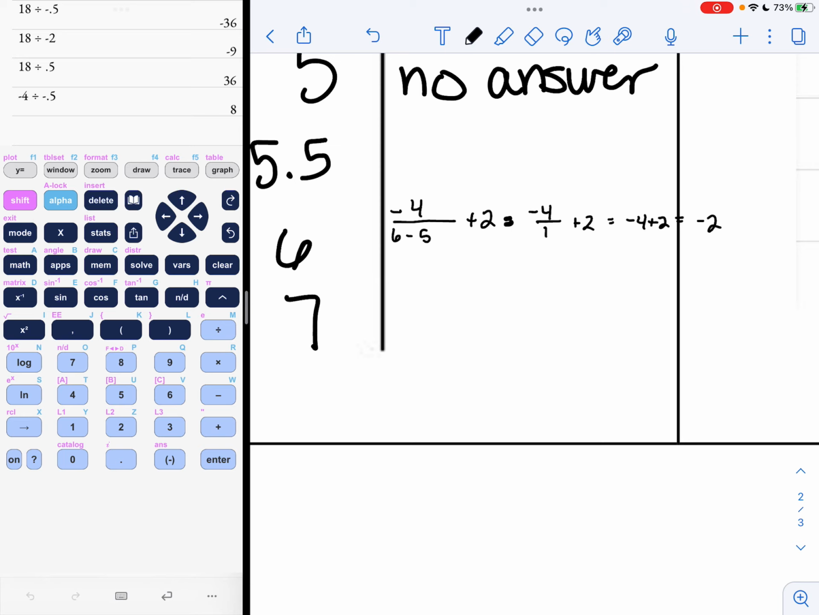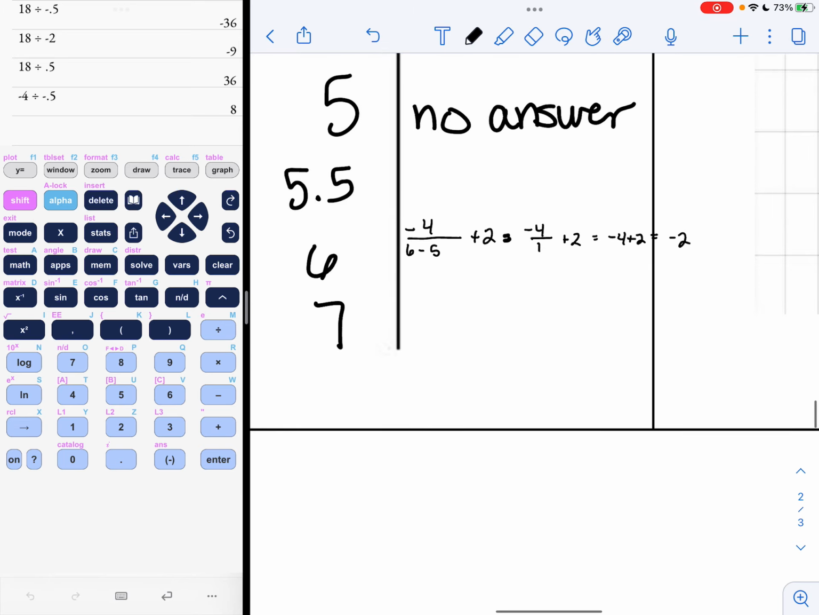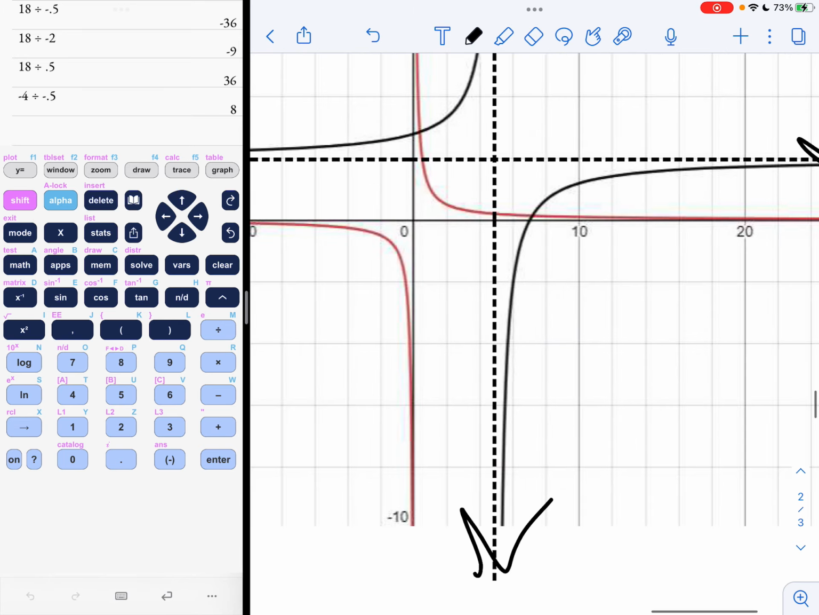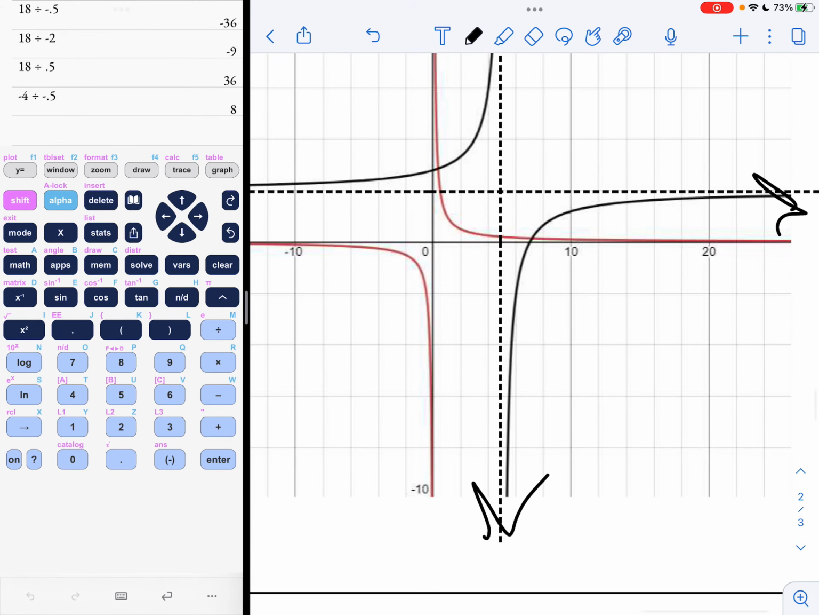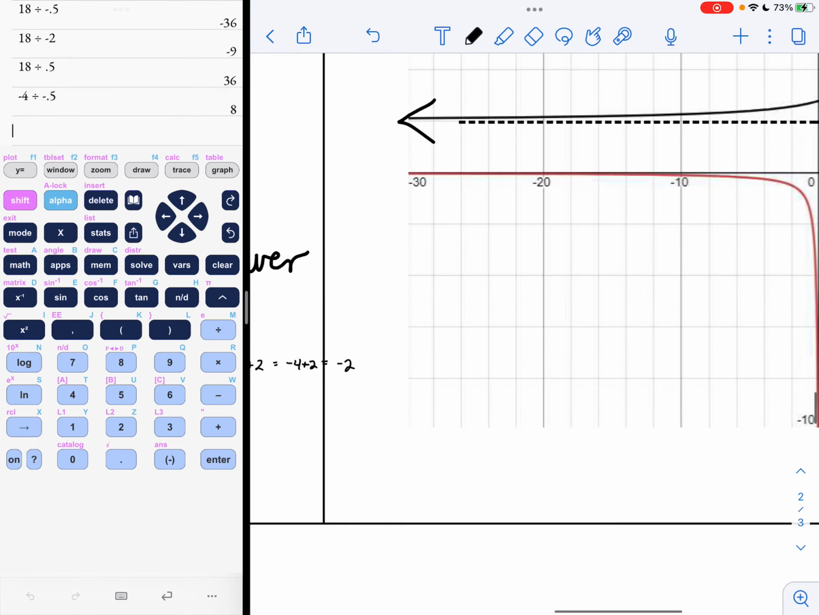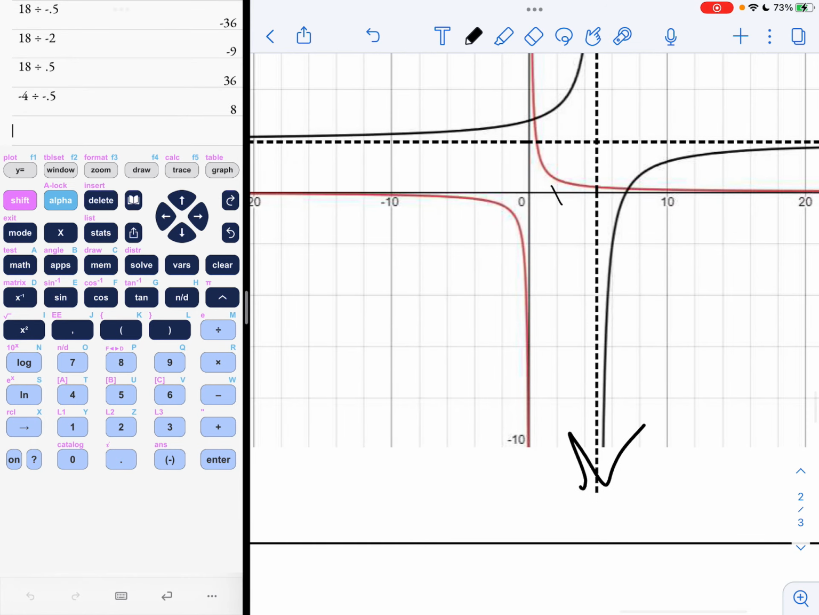Now you could use your y equals on your calculator. And if we go to positive 6 and negative 2, we should see a point. 2, 4, let's see, 2, 4, 6. And what do we get? Negative 2. 2, 4, 6, negative 2 is a point.